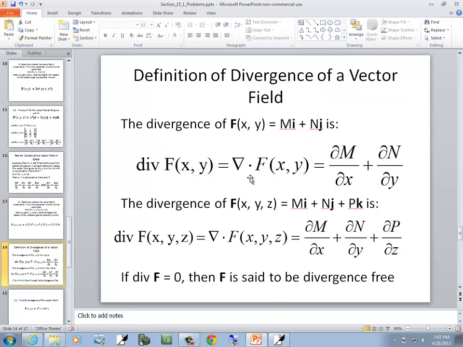Now, the definition of divergence of a vector field goes like this. Divergence in 2 dimensions is just the partial of m with respect to x plus the partial of n with respect to y. The divergence in 3 dimensions is the partial of m with respect to x plus the partial of n with respect to y plus the partial of p with respect to z. If the divergence of f is equal to 0, then f is said to be divergence free. And that means a lot more if you're in physics.